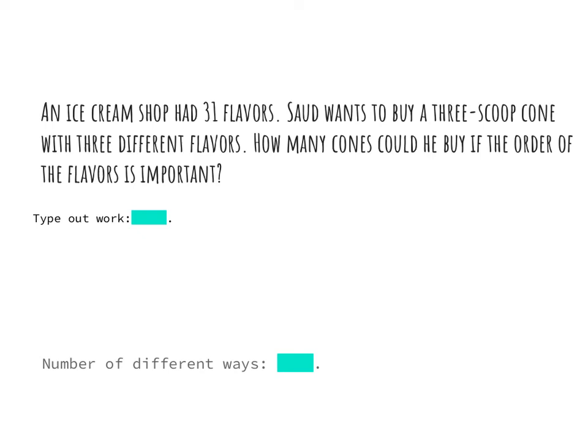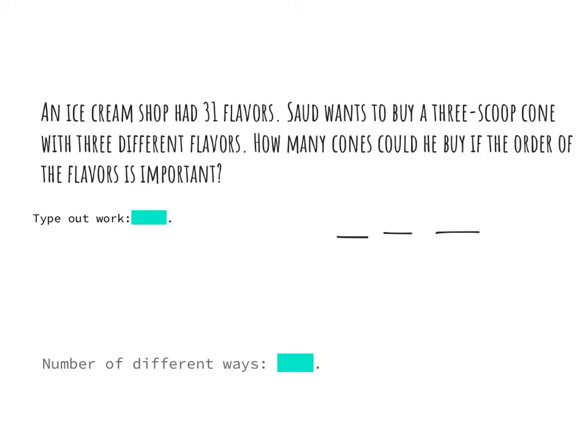All right, let's take a look at this one. An ice cream shop has 31 flavors. Saad wants to buy a 3-scoop cone with 3 different flavors. How many cones could he buy if the order of the flavor is important? Okay, so I kind of like to draw a visual. Here represents my scoops, okay?